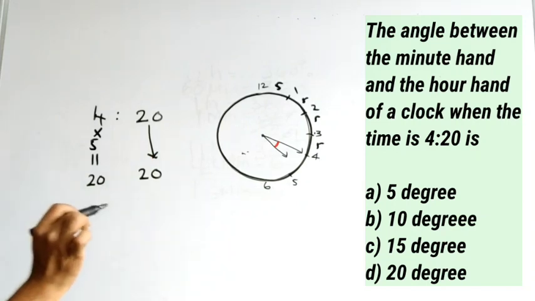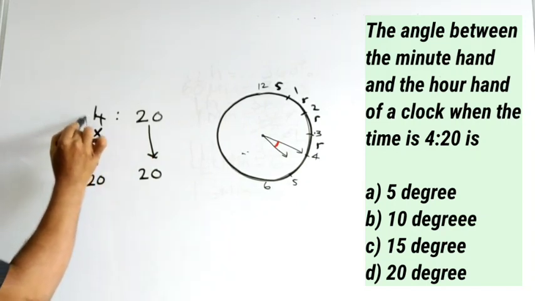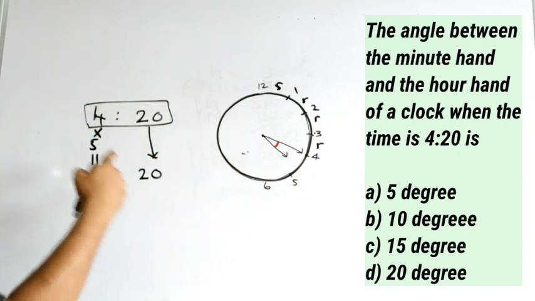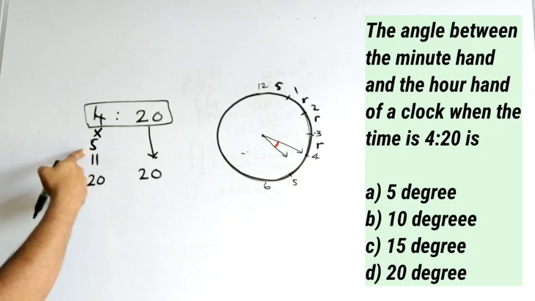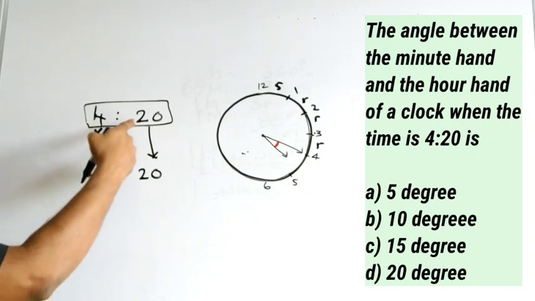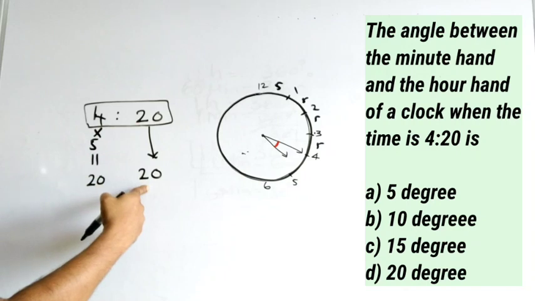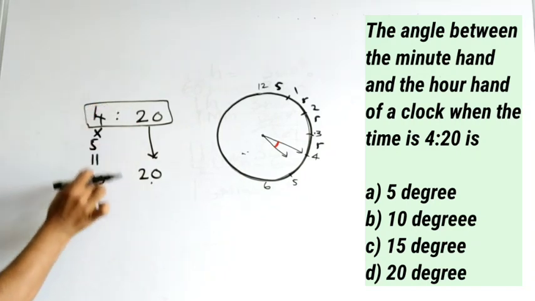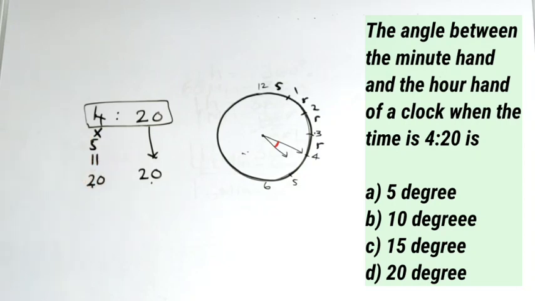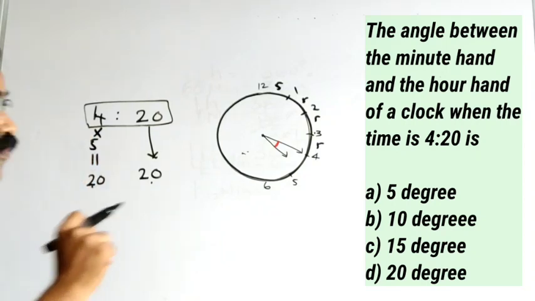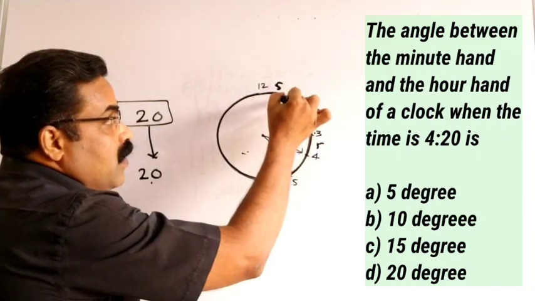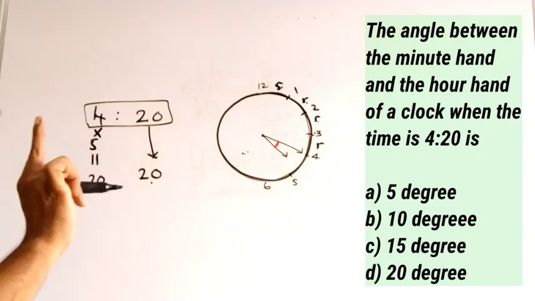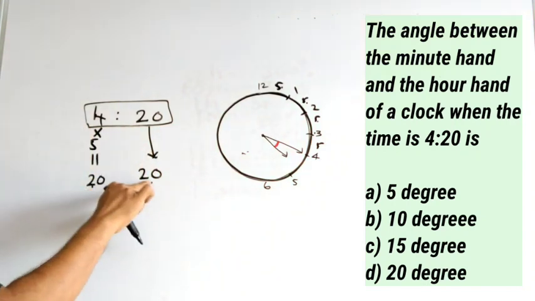What I did, understand very clearly: 4:20 is the time given in the question. That 4 is multiplied by 5 to make 20, and this minute is also 20, given in the question. So 20 minutes we got. We are converting this 4 into minutes by multiplying by 5. Why are we multiplying by 5? Because every one number we get 5 minutes, 5 minutes, 5 minutes. So here also 20, here also 20.